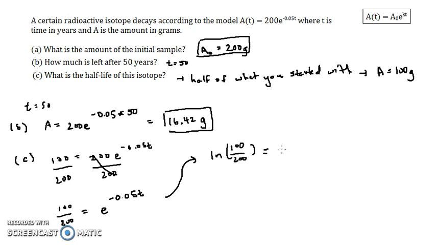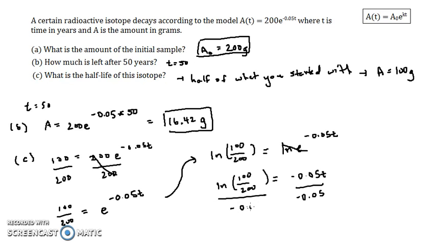So we take a log on both sides, and we get ln of 100 over 200 equals ln of e to the minus 0.05 t. What do we remember about natural log and e? They cancel out. So we get natural log of 100 over 200 equals negative 0.05 t. We want to solve for t, so we divide by negative 0.05.